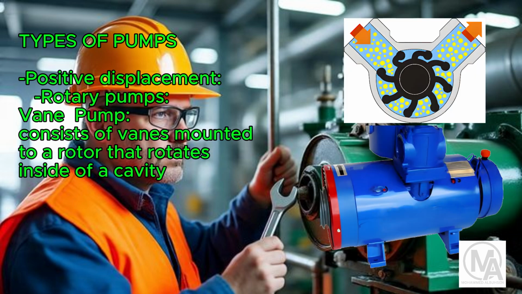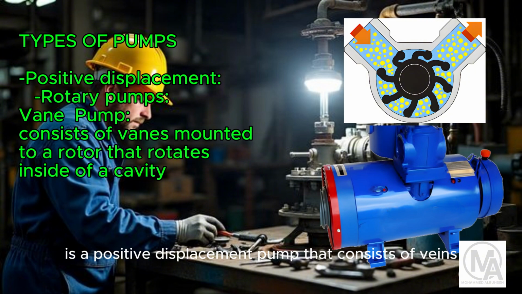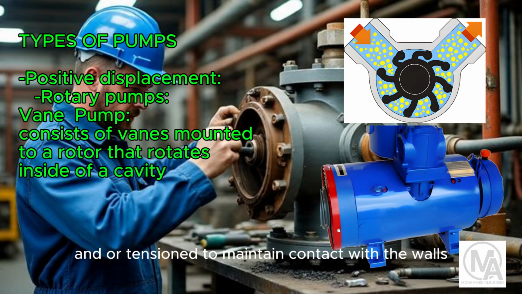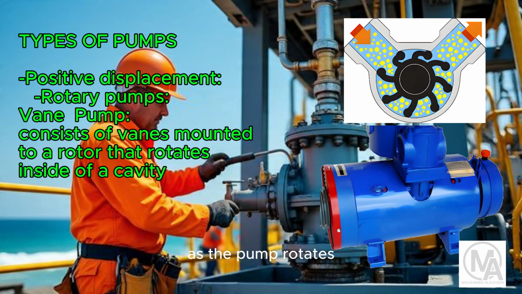Vane pump. A rotary vane pump is a positive displacement pump that consists of vanes mounted to a rotor that rotates inside of a cavity. In some cases, these vanes can be variable length and/or tensioned to maintain contact with the walls as the pump rotates.